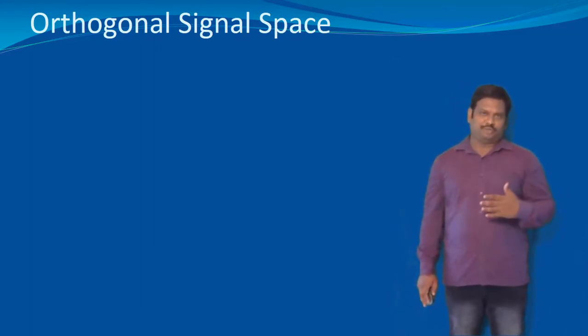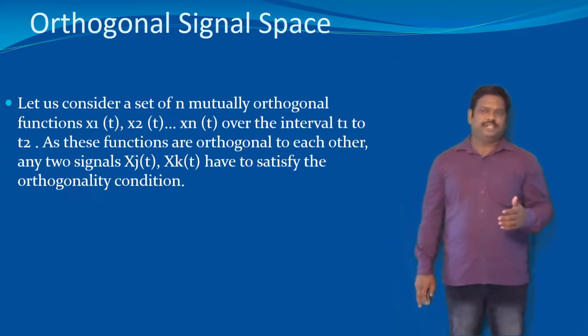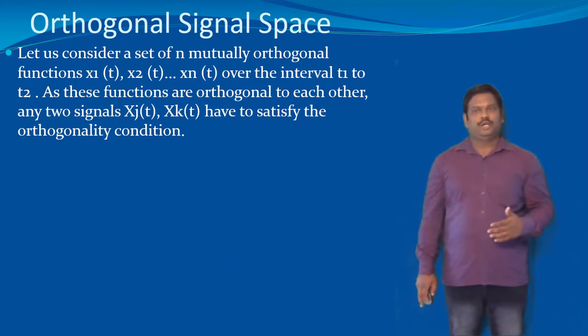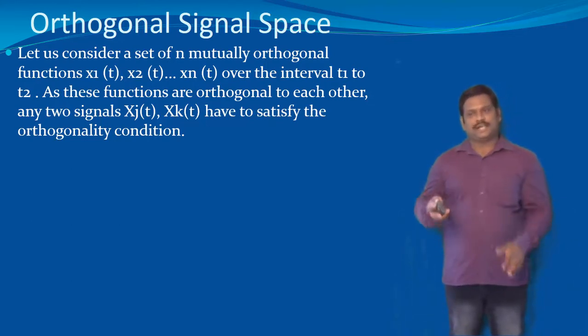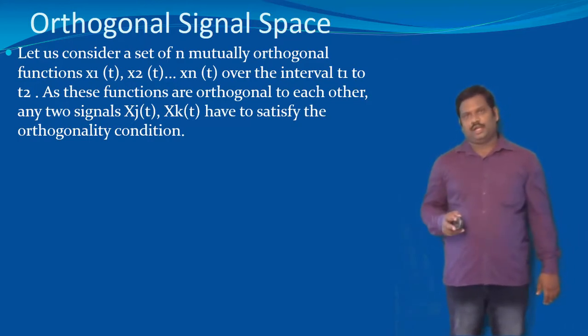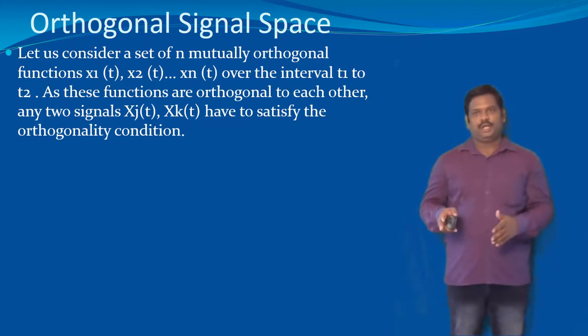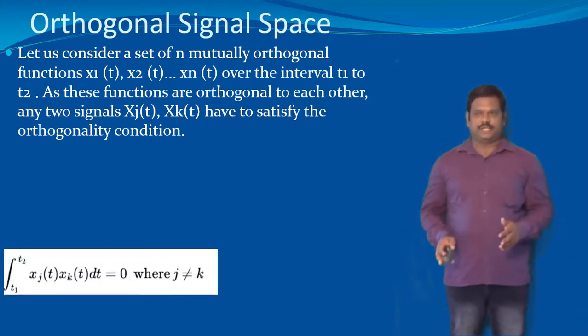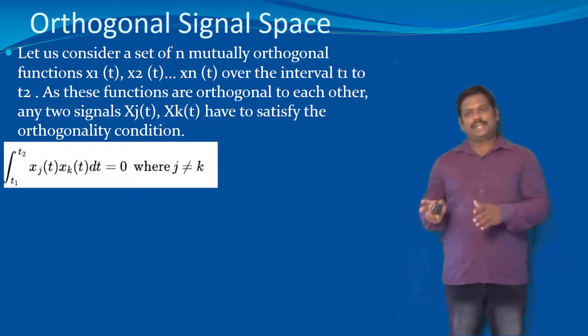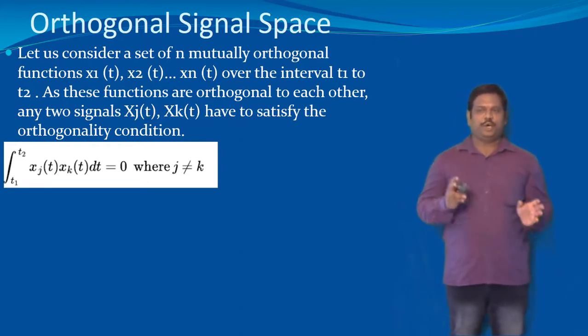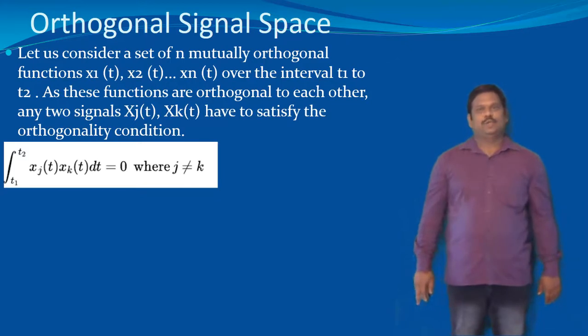If you take n number of functions like x1 of t, x2 of t, x3 of t, to say that all these functions are orthogonal, the first condition is this. For illustration purposes, we are considering two functions, xj of t and xk of t. To satisfy this orthogonality condition, the first one is the integral of t1 to t2 xj of t and xk of t equal to 0, where j is not equal to k. This is the case.